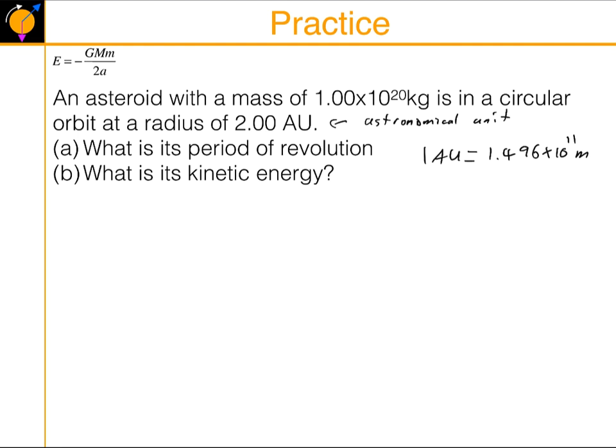So the asteroid has a mass of 1 times 10 to the 20 kilograms, and is in a circular orbit at a radius of 2 AU from the Sun. So it's orbiting the Sun. I should have mentioned that. So what is the period of revolution?